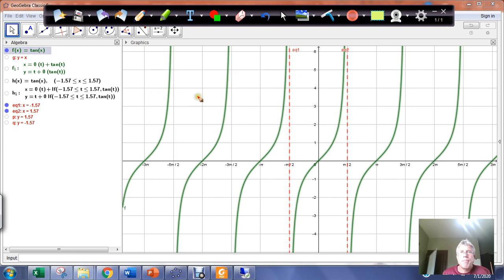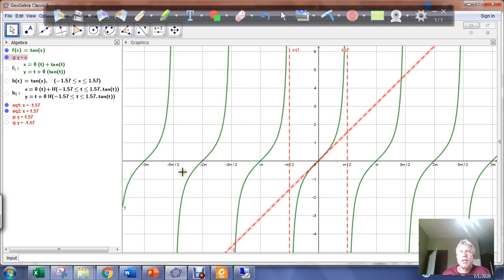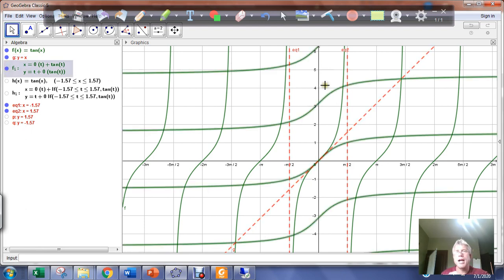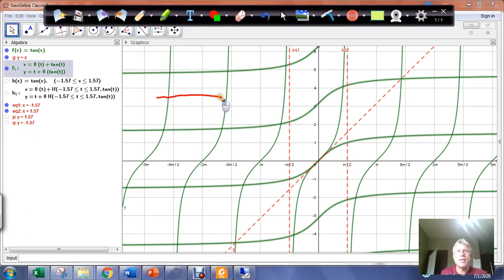And because it doesn't pass the horizontal line test, what would happen if we tried to reflect it in the line y equal x? So remember, to find the image of an inverse function, we graph the function, we reflect the graph of the function in the line y equal x, and the reflection in the line y equal x is the inverse graph. And so the issue is, in this case, that if we reflect the tangent in the line y equal x, because it didn't pass the horizontal line test, the reflection fails to pass the vertical line test and isn't a function.